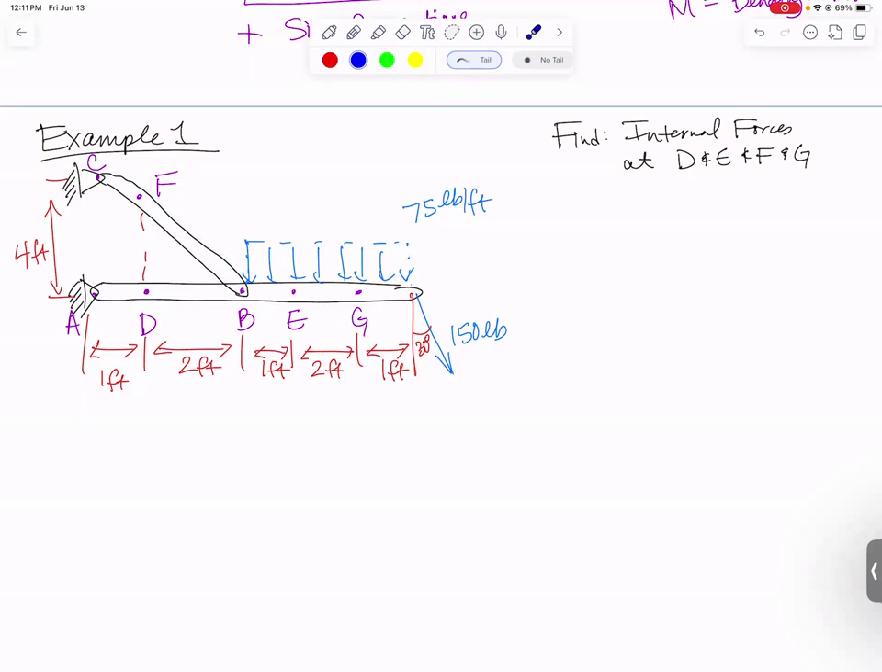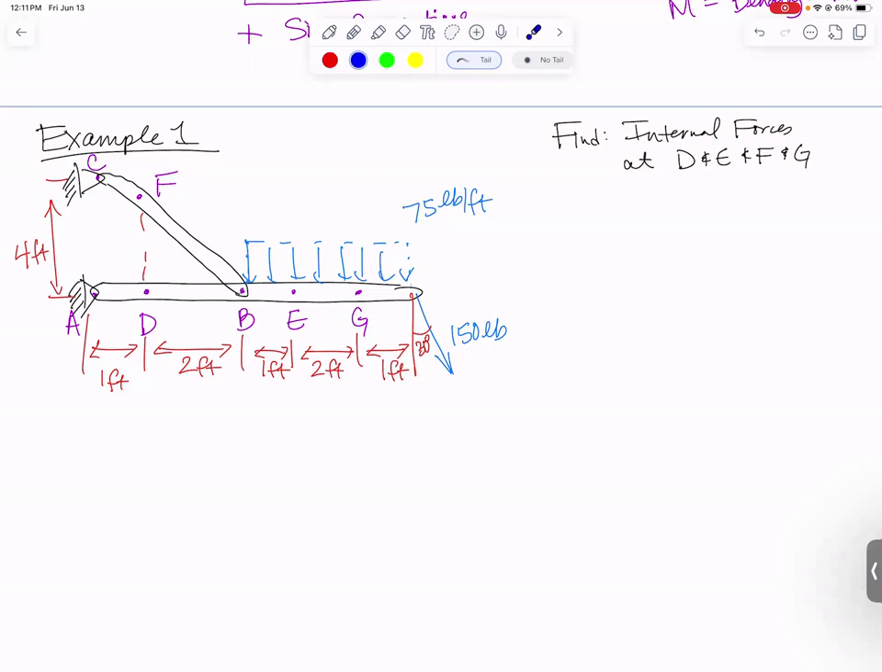Now, from a statics class, you would have just been asked to solve for probably the reaction forces at A and C, and that's it. So you wouldn't need points D, E, F, or G. But for this problem, we're actually going to find the internal forces at points D, E, F, and G. And the reason we're going to do all four is because we need the practice. That is our problem to solve.